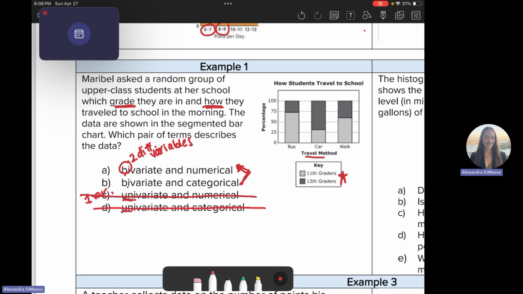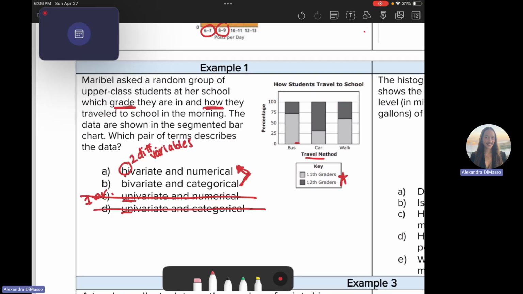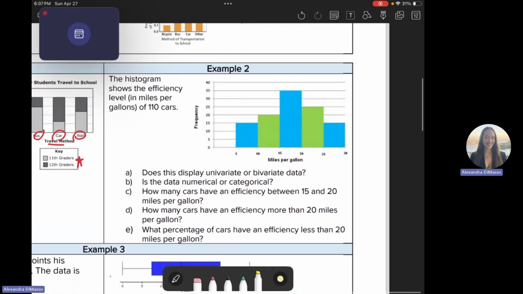Then as I'm looking here, I ask, am I looking at numerical data or categorical data? So data that's put into different categories. And very obviously, bus, car, walk, all of those are different categories. So this is categorical data. My answer is bivariate and categorical. Easy peasy. On to the next one.